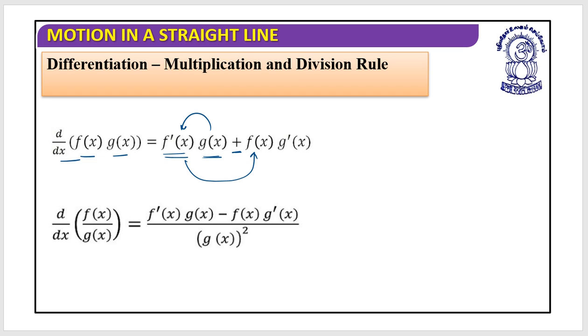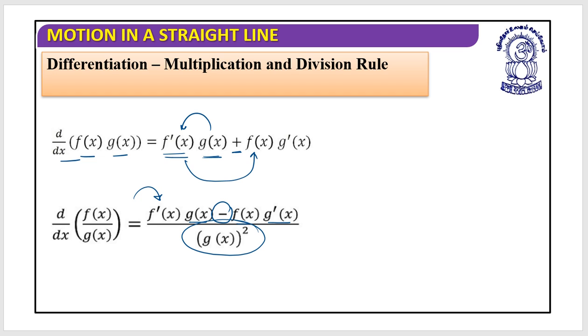In the division rule, d by dx of f x by g x is f dash x into g x minus f x into g dash x, divided by g x whole square. One very important thing is these two terms are related with subtraction, so you cannot interchange their positions. So consider this very carefully. I hope you are clear up to this. I am sure that you must have gone through various questions for practice purposes.